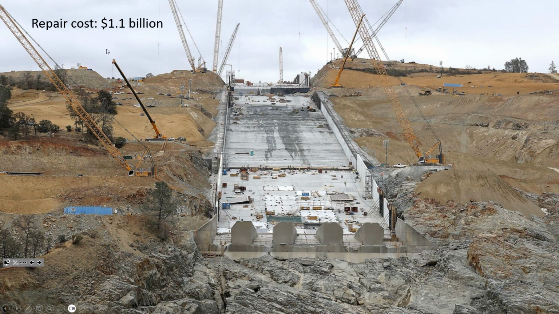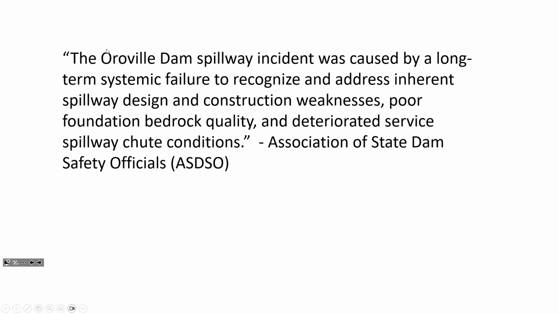And so this is a really interesting case study of what can go wrong when unexpected events come together. Low probability, but high impact. The Association of State Dam Safety Officials did an analysis after the fact, and they said that it was a combination of things. It was a failure to recognize and address spillway design and construction weaknesses. So it was both poor design and poor construction techniques.